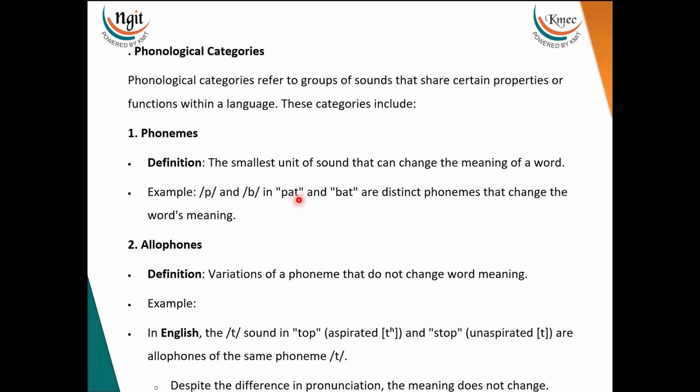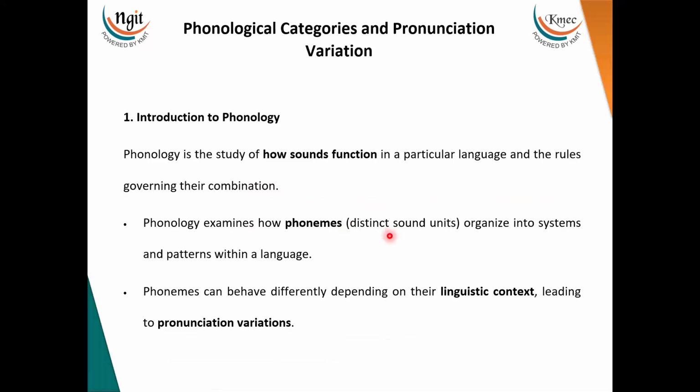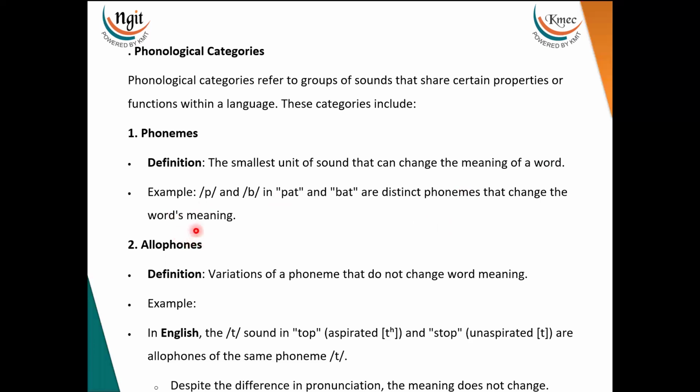Phonological categories. Phonological categories refers to groups of sounds that share certain properties or functions within a language. These categories are, first, phonemes. This is the smallest unit of sound that can change the meaning of a word. For example, P and B in pat and bat are distinct phonemes that change the word's meaning. These are bilabial sounds, P and B. So the example is pat and bat, where these are distinct phonemes. Again, you can see that phonemes are distinct sound units that change the word's meaning.